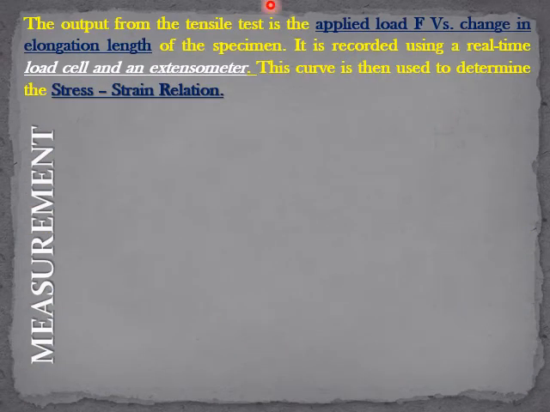From the testing machine, two parameters are measured. The first parameter is the applied load, which gives you the amount of tensile force capital F applied. The second parameter is the change in length or the elongation length delta L. The load is recorded from the real-time dial machine, which is the load cell. The change in length is recorded from the extensometer, which is again attached to the instrument. From these two parameters, the stress-strain relation curve is determined.